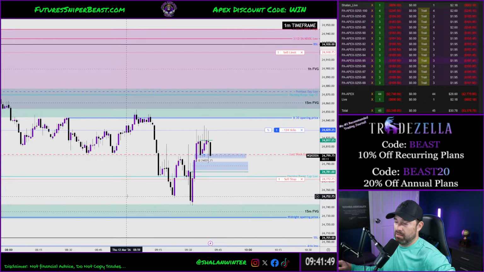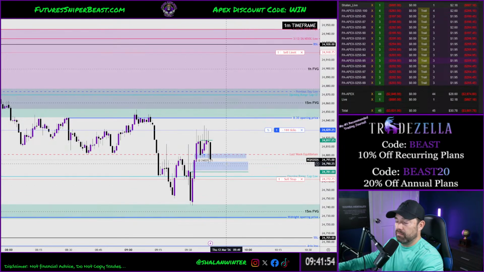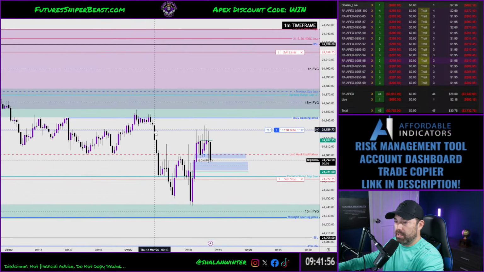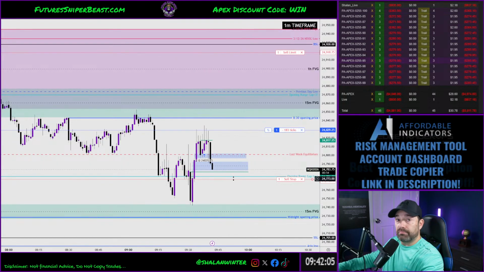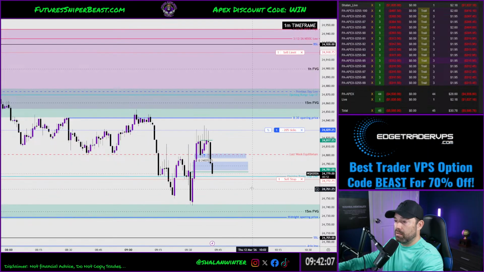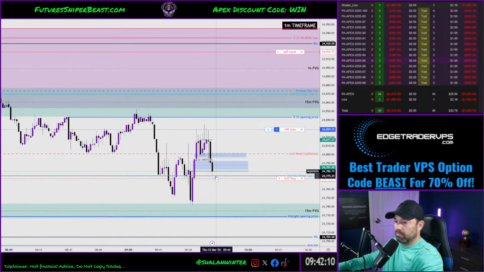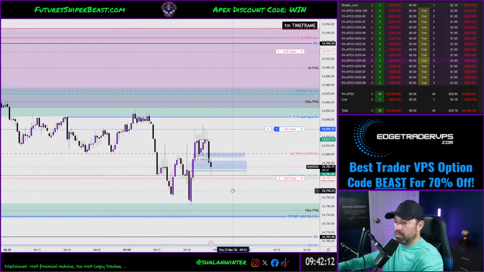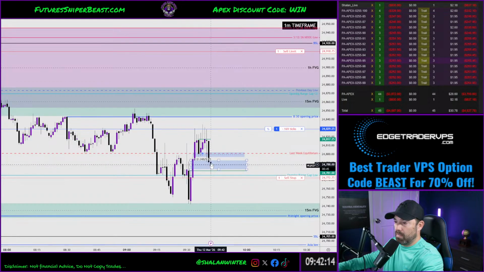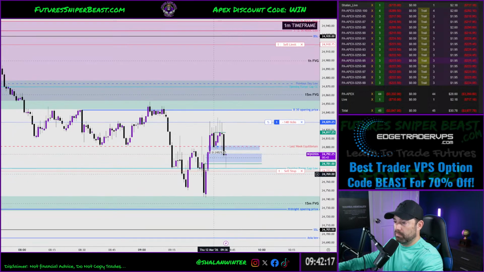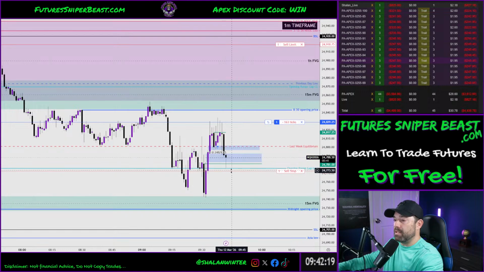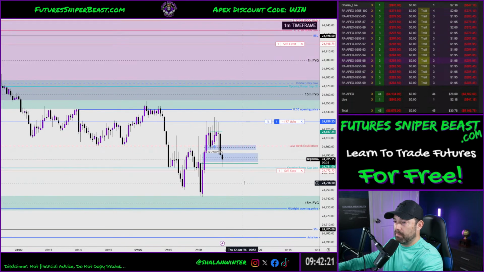However, today it looks like I did jump the gun a little bit. I should have waited until at least we cleared this area up here, but all good. We'll see. Hopefully it doesn't come below this order block. Yeah, I jumped the gun. It's hitting the order block. Let's see if it holds. And I don't want to see a BISI in here.